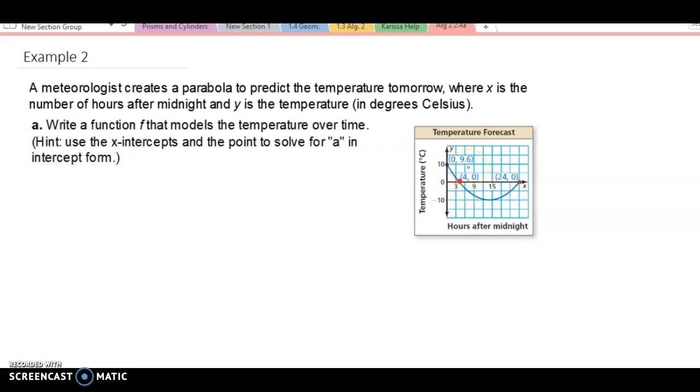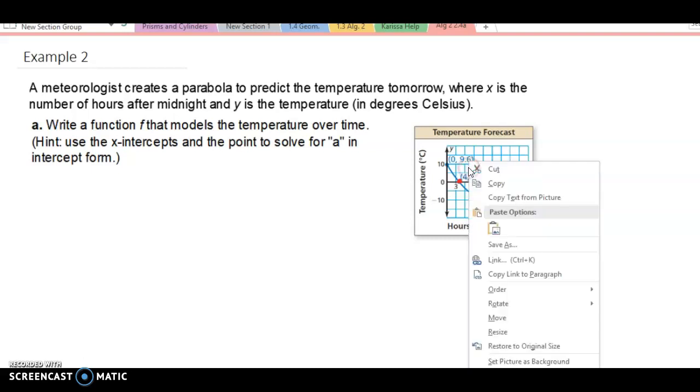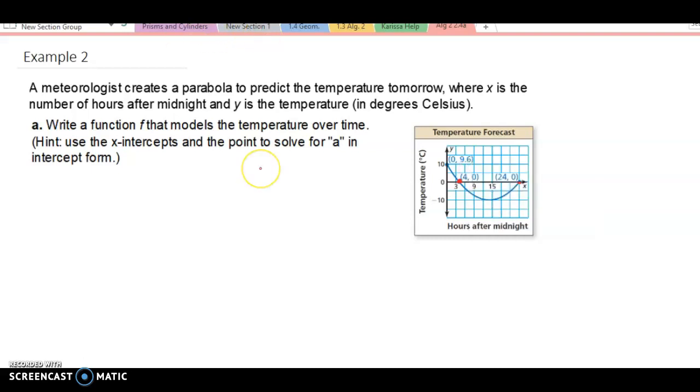Once again, this is the same concept that we did before in vertex form, where we have everything but the a, and then we find the a using the other point. So if I write this in intercept form, I know that y equals a times, remember it looks like this, x minus the 4, and then x minus the 24.